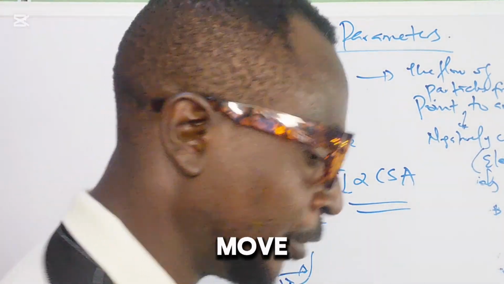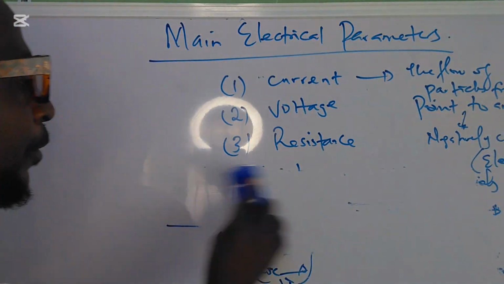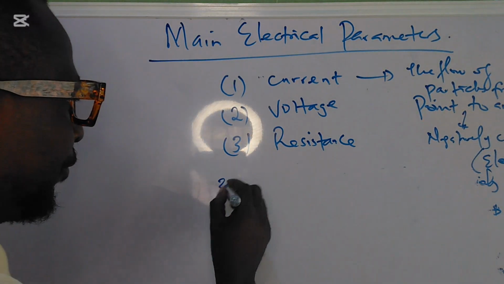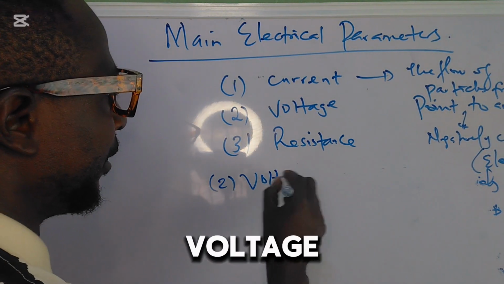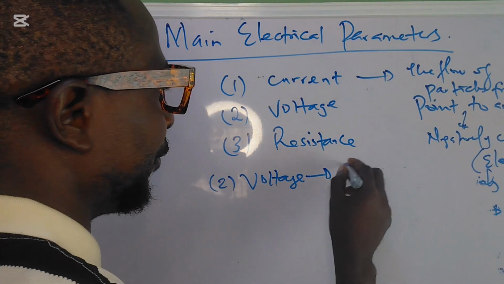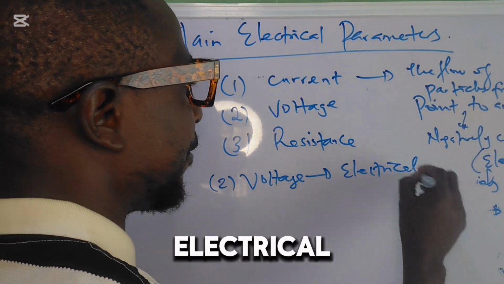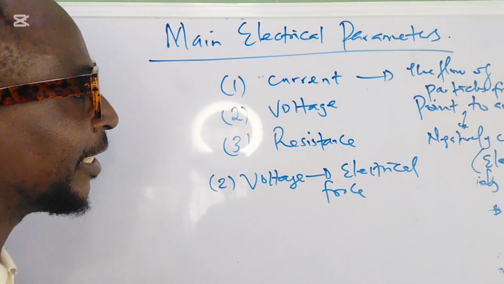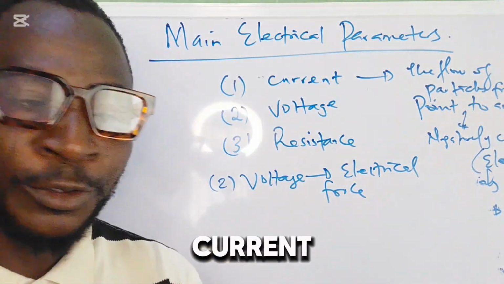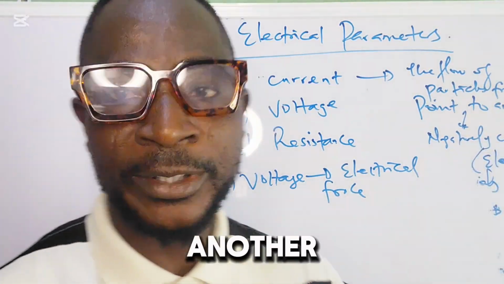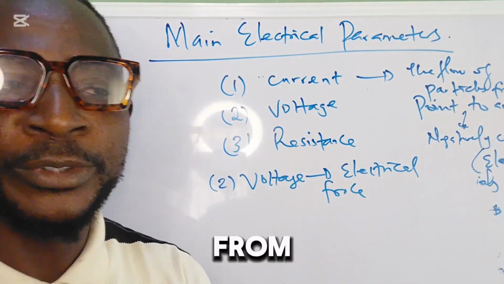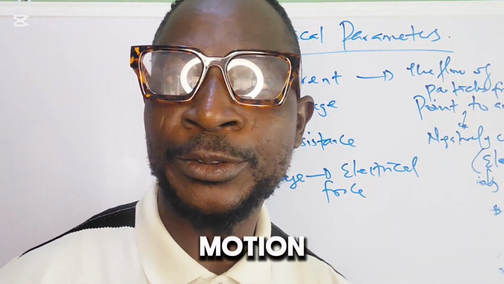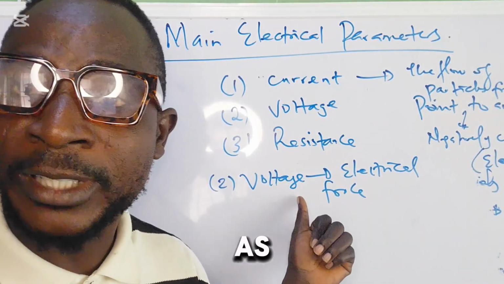Now we move to the voltage. What is voltage? We say voltage is an electrical force. Voltage is an electrical force that causes current to move from one point to another. That means if current moves from point A to point B, that electrical force that causes that motion is what is referred to as voltage.